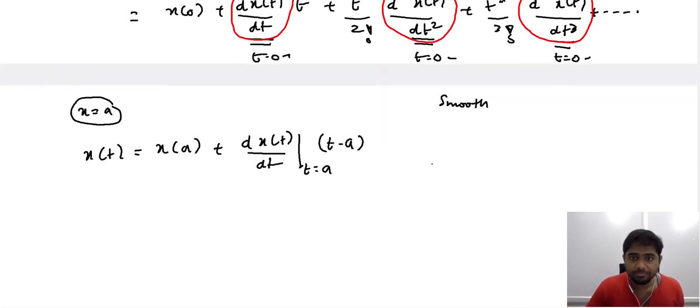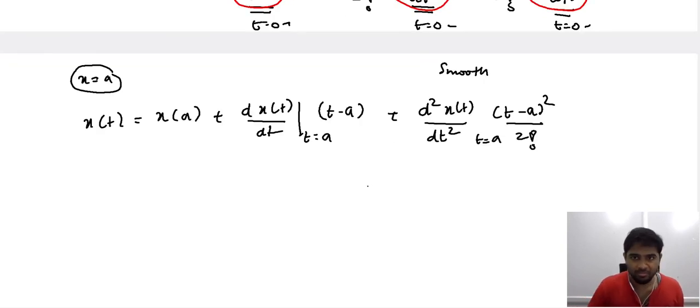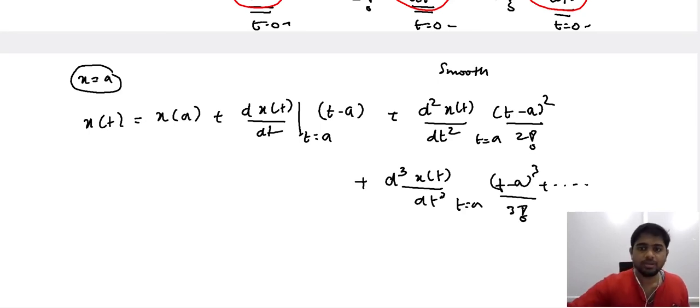And in the same way the second derivative, d squared x by dt square, again at A, and what we need to consider here is t minus A whole square by 2 factorial, and we might be able to observe a pattern: the third derivative at A, times t minus A the whole cube, by 3 factorial, and so on and so forth.